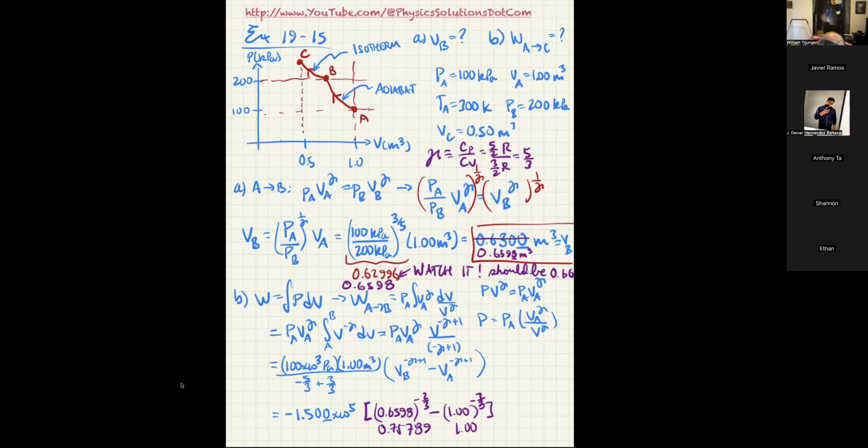So when I do this, I get a work that's equal to 0.75789. And that gives me basically the work done here times 1.5 times 10 to the fifth, which gives me 3.632 times 10 to the fourth joules. That's the work from A to B. Now I've got to figure out the work from B to C.